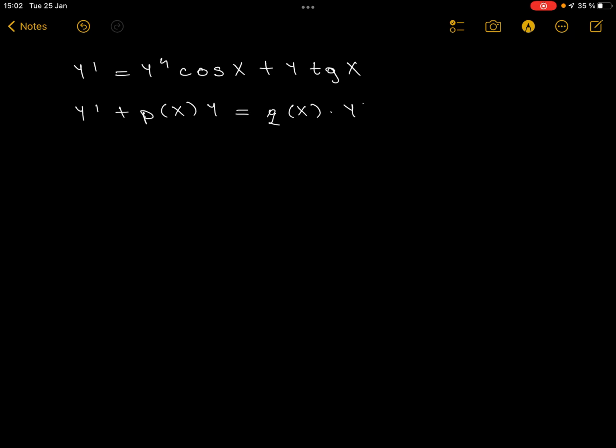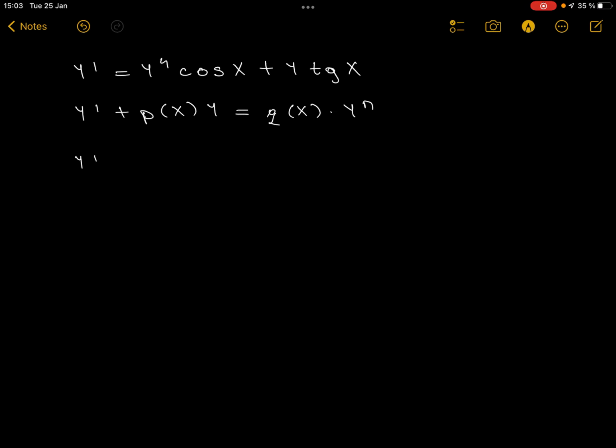So hello everyone, today we're going to be doing a nice differential equation, namely y prime is equal to y to the fourth power times cosine x plus y tangent x. Okay, so the first thing we want to do is rewrite this equation in the following manner. y prime plus p of x times y is equal to q of x times y to the n, where p of x and q of x are both some functions of x.